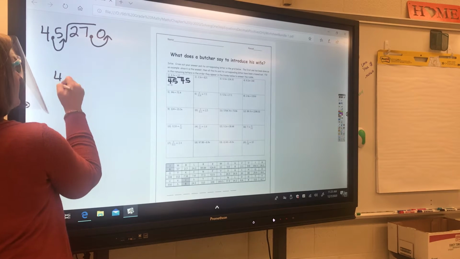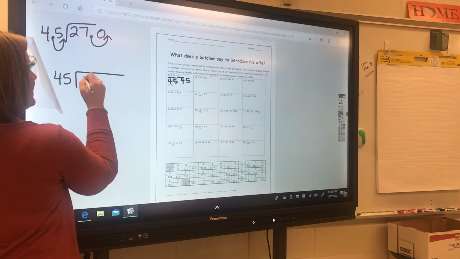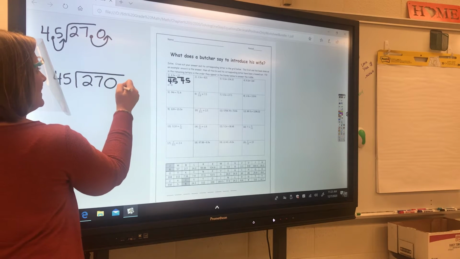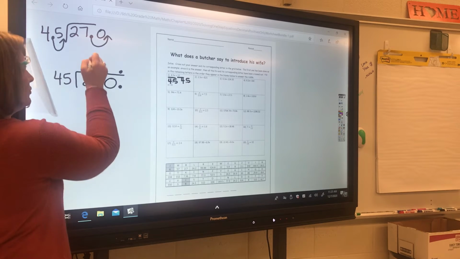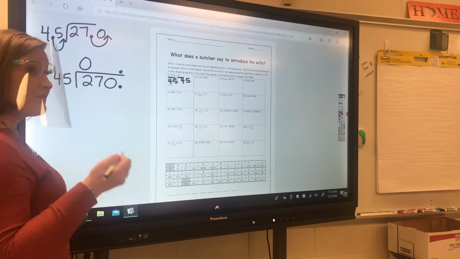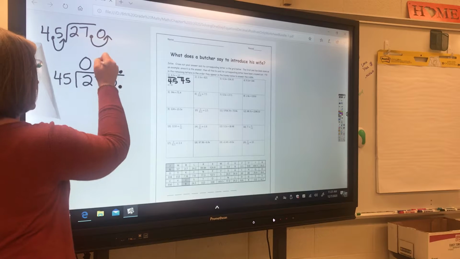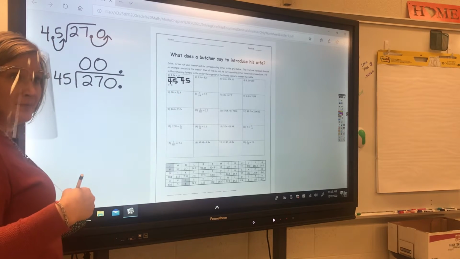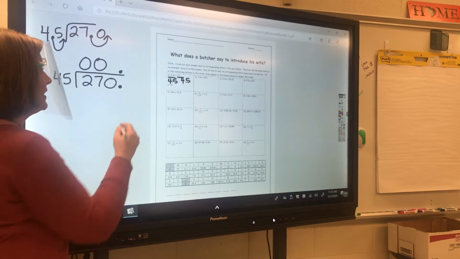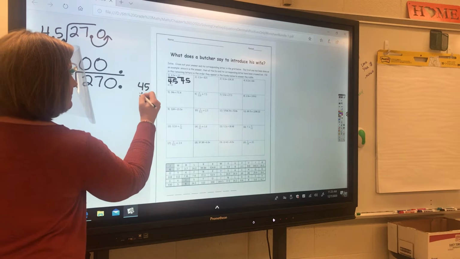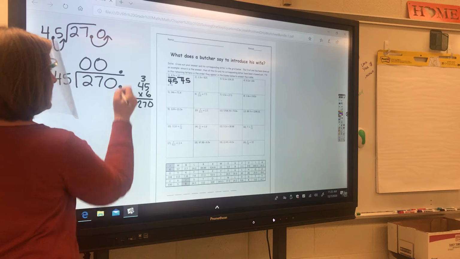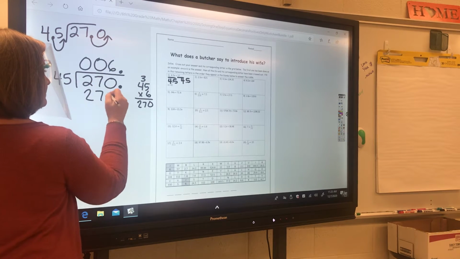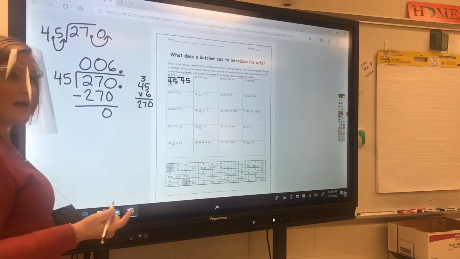Okay, so I've got 45 on the outside, and I've got 270 on the inside. 45 will go into 2, no times. 45 will go into 27, no times. It tells me my answer is what? 6. So I'm going to try that, okay? I'm going to go over here. And what do I get? 270. I get that, okay?